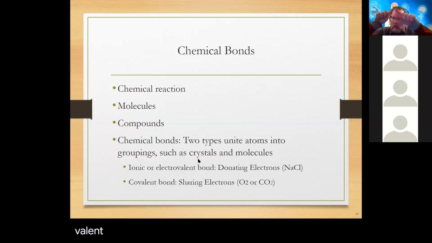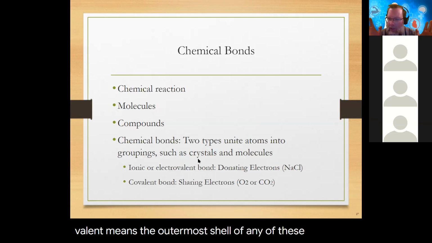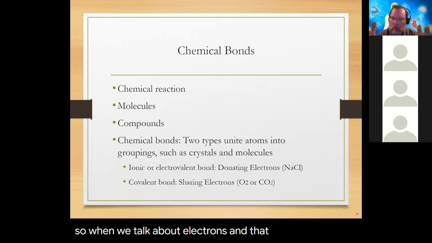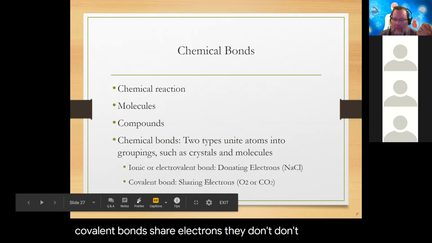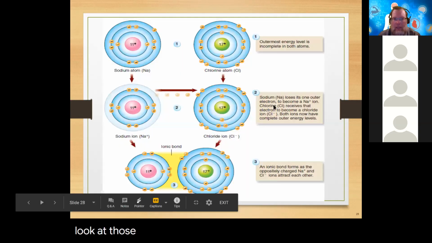Valent means the outermost shell of any of these elements. So when we talk about electrons and those electron levels or clouds, the outermost shell, which is the only shell where I can donate or receive electrons, we call it the valence shell. So electrovalent: there's electrical charge, electrons in the valence shell being donated and received. A covalent, co means together or cooperate. So covalent bonds share electrons. They don't donate. We'll look at those in a couple of examples.